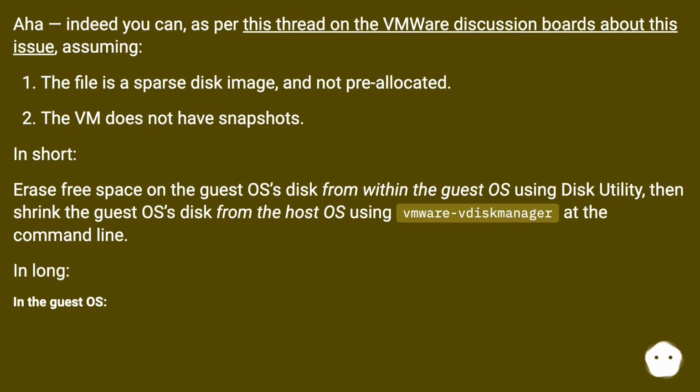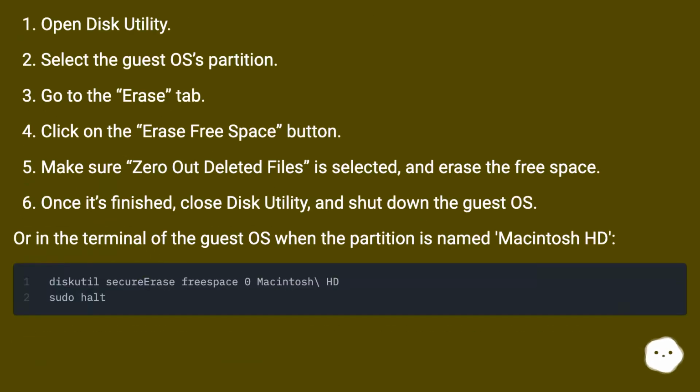In the guest OS. Open Disk Utility. Select the guest OS's partition. Go to the Erase tab. Click on the Erase Free Space button. Make sure Zero Out Deleted Files is selected and erase the free space. Once it's finished, close Disk Utility and shut down the guest OS.